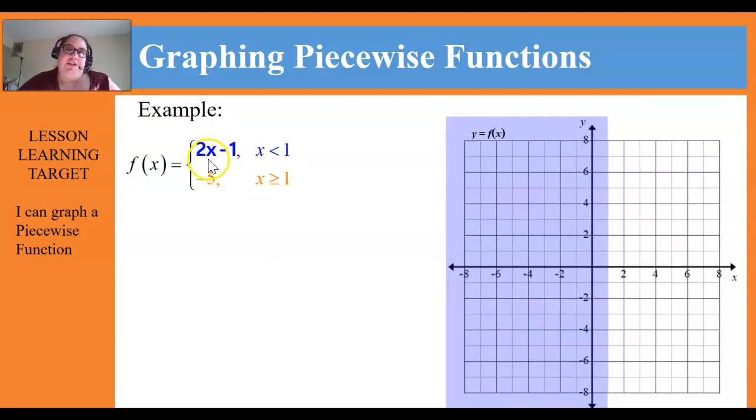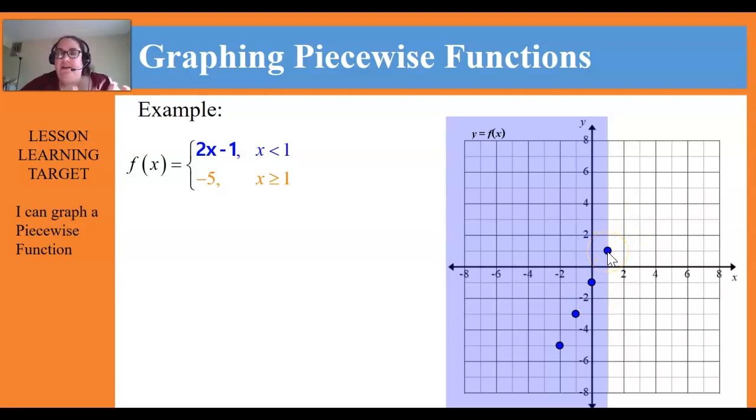So let's graph 2x minus 1. Well, that's in slope-intercept form. So my y-intercept is at -1. And then it's got a slope of 2, so it'd be 2 over 1. So we've got the next point. I'm just going to plot a couple more. And then I can draw my line.